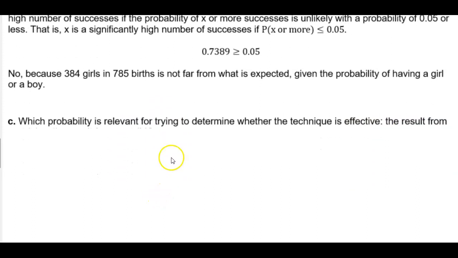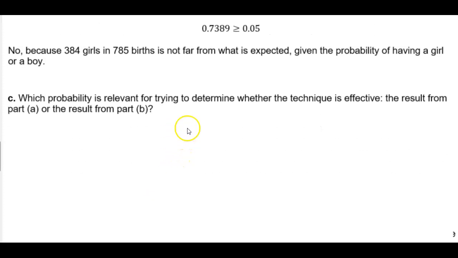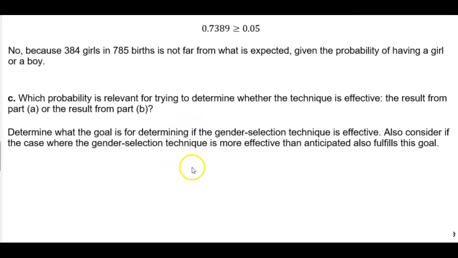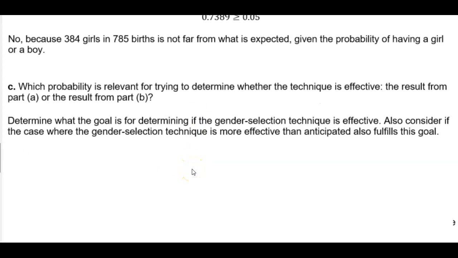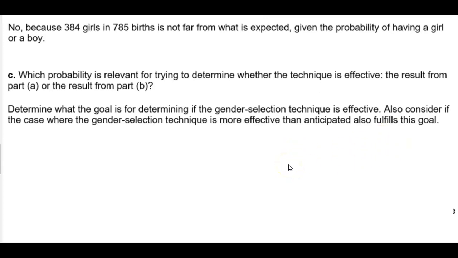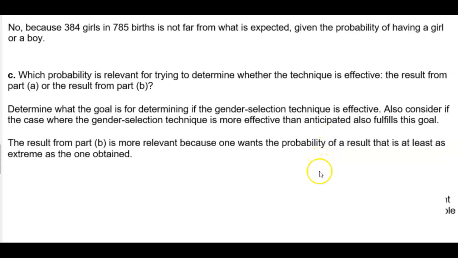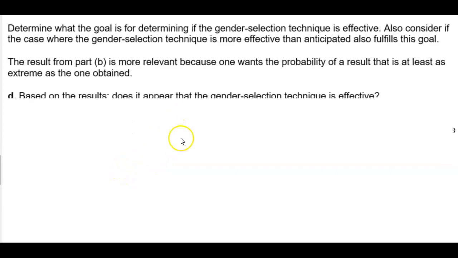Now in part C, it says, which probability is relevant for trying to determine whether the technique is effective, the result from part A or the result from part B? Now, to determine what the goal is for determining if the gender selection technique is effective, also consider if the case where the gender selection technique is more effective than anticipated also fulfills this goal. The result from part B is more relevant because one wants the probability of a result that is at least as extreme as the one obtained.